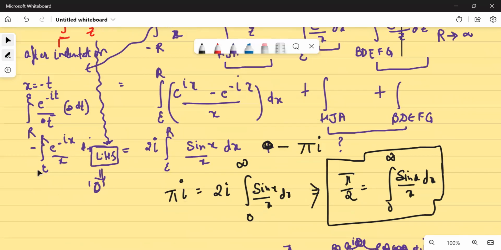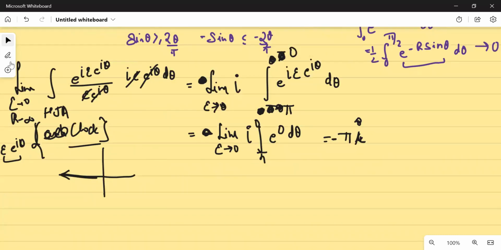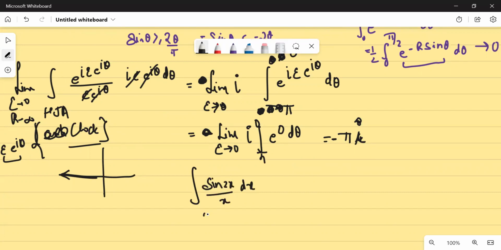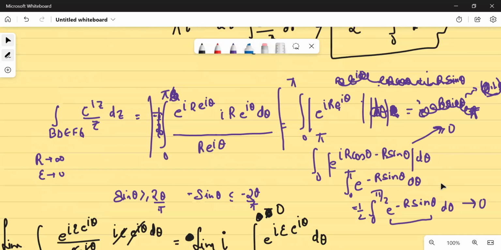So for example, if somebody asks you in the examination about this integration, sine 2x upon x dx, try to find this integration. Okay, try to find this integration. Okay, so tomorrow we'll move to Fresnel integrals and we'll go along. I hope I'm able to explain the things, right? Is that clear? Yes, sir.